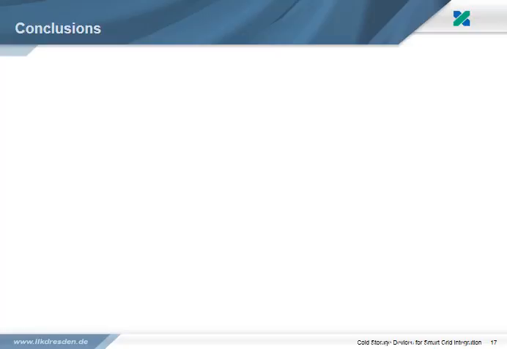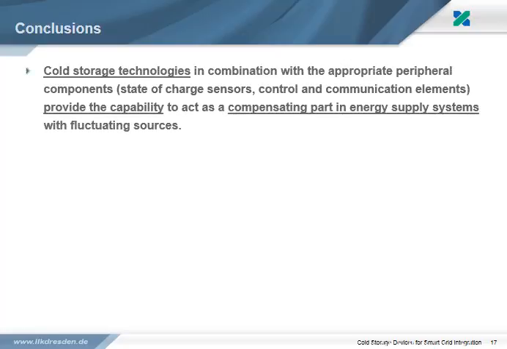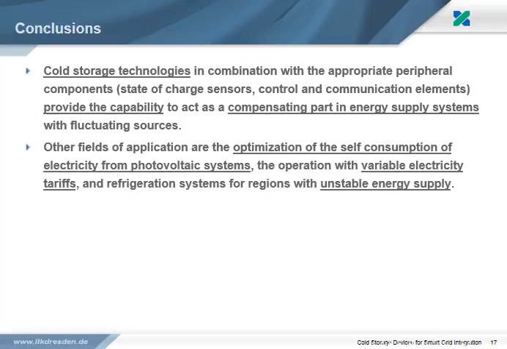Let me summarize. Cold storage technologies, in combination with appropriate peripheral components, that means state of charge sensors, control and communication elements, provide the capability to act as a compensating part in energy supply systems with fluctuating sources. Other fields of application are the optimization of self-consumption of electricity from photovoltaic system, the operation with variable electricity tariffs, and refrigeration systems for regions with unstable energy supply.